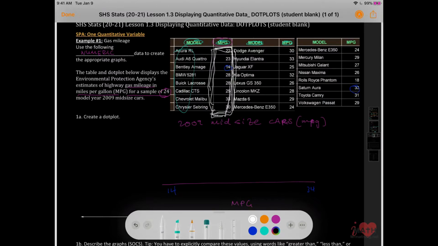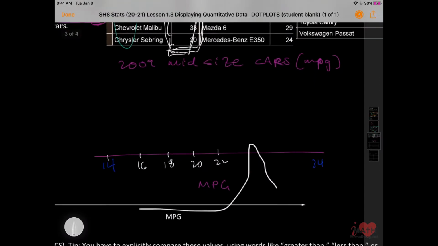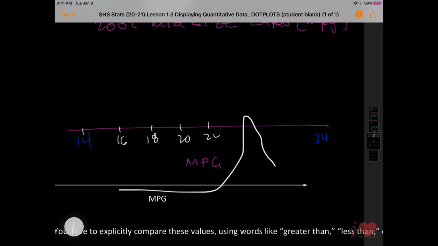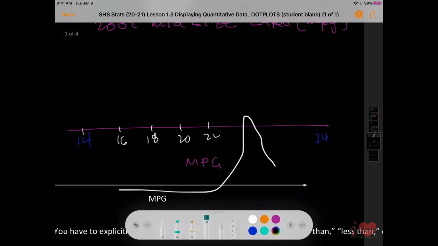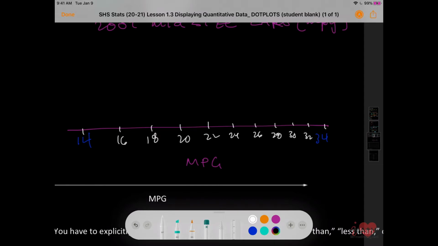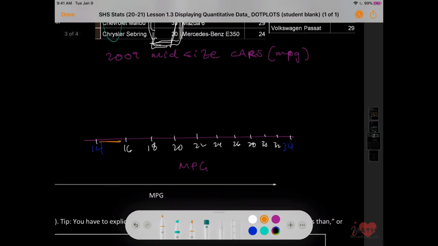Okay, so here, maybe you want to count by 2s. 16, 18, 20, 22. Whoa, how did I do that last part? 24, 26, 28, 30, 32, and 34 is right there. Whew. I could have done a better job to make sure that they are equally spaced. I didn't do a good job of that. So if I had graph paper, it probably would have been better. Okay.